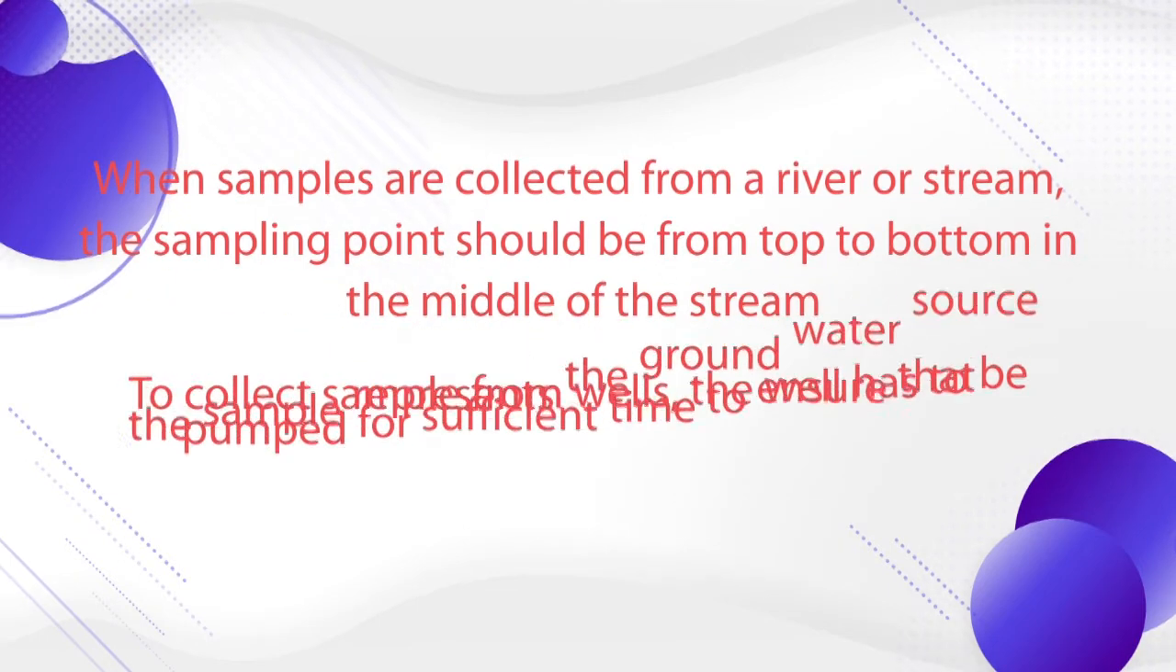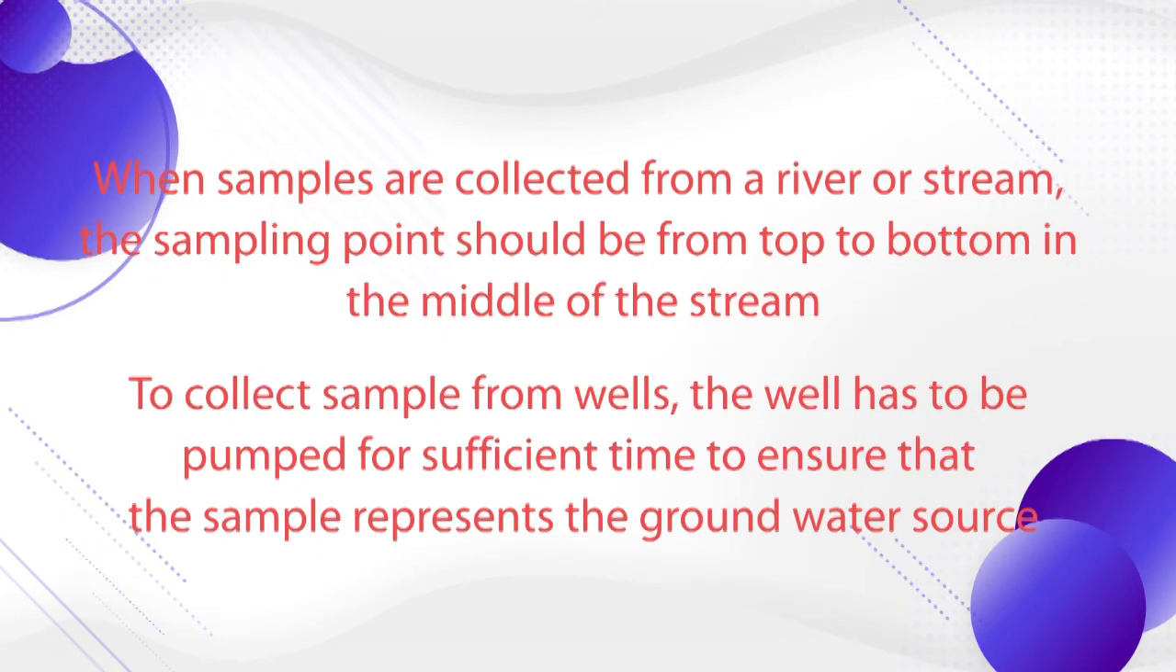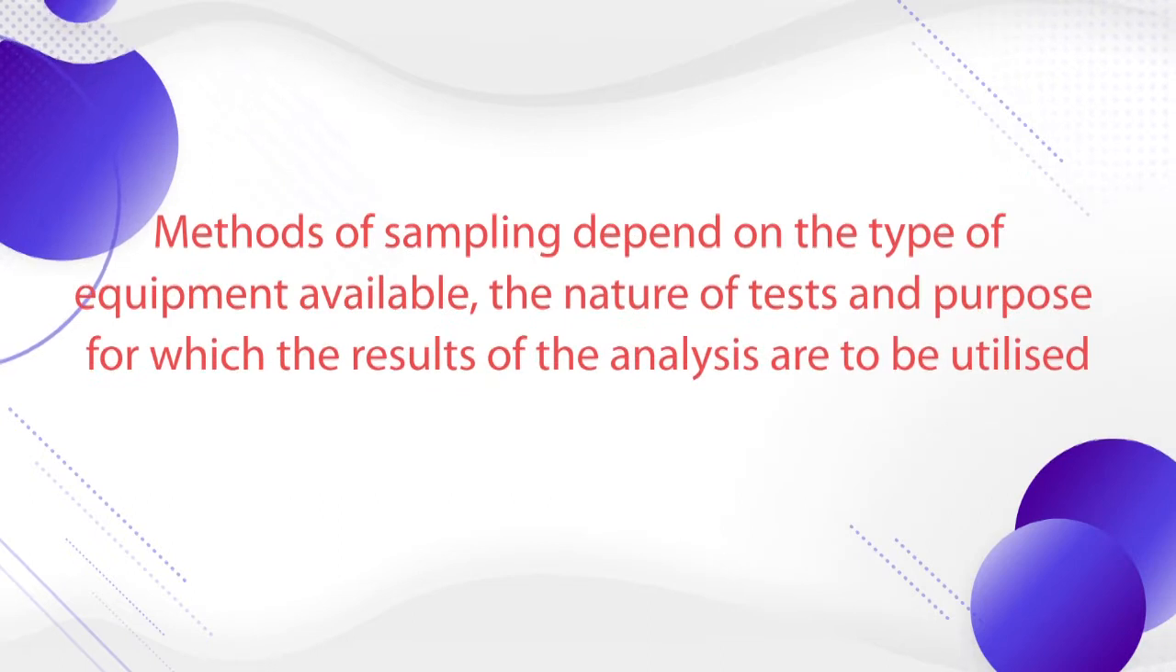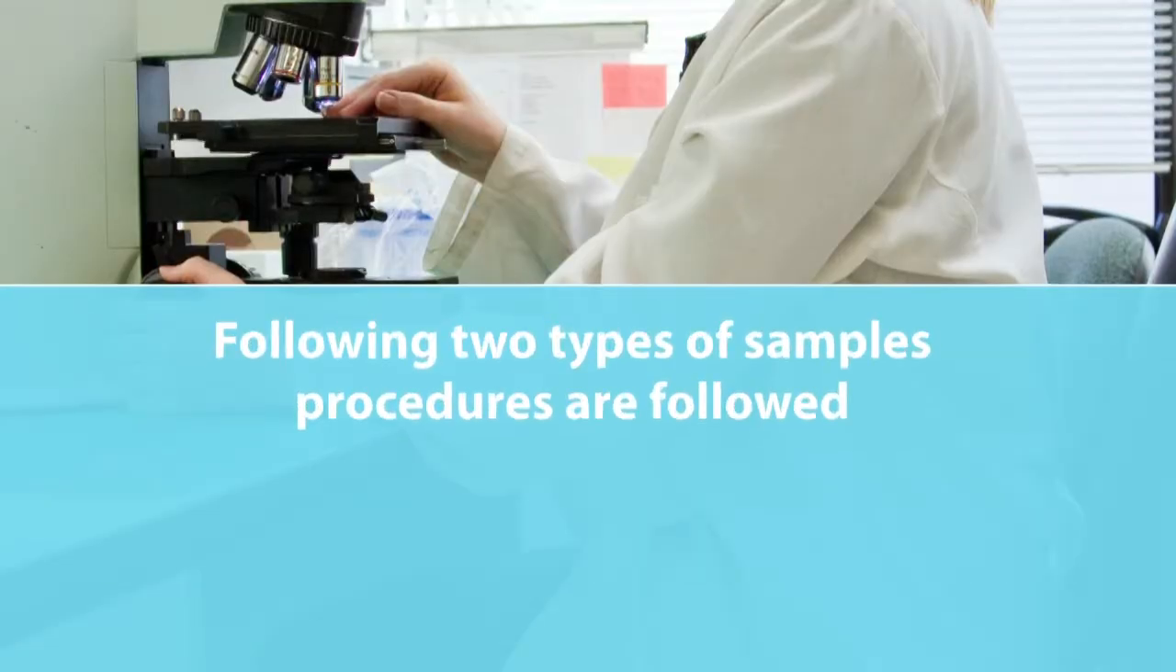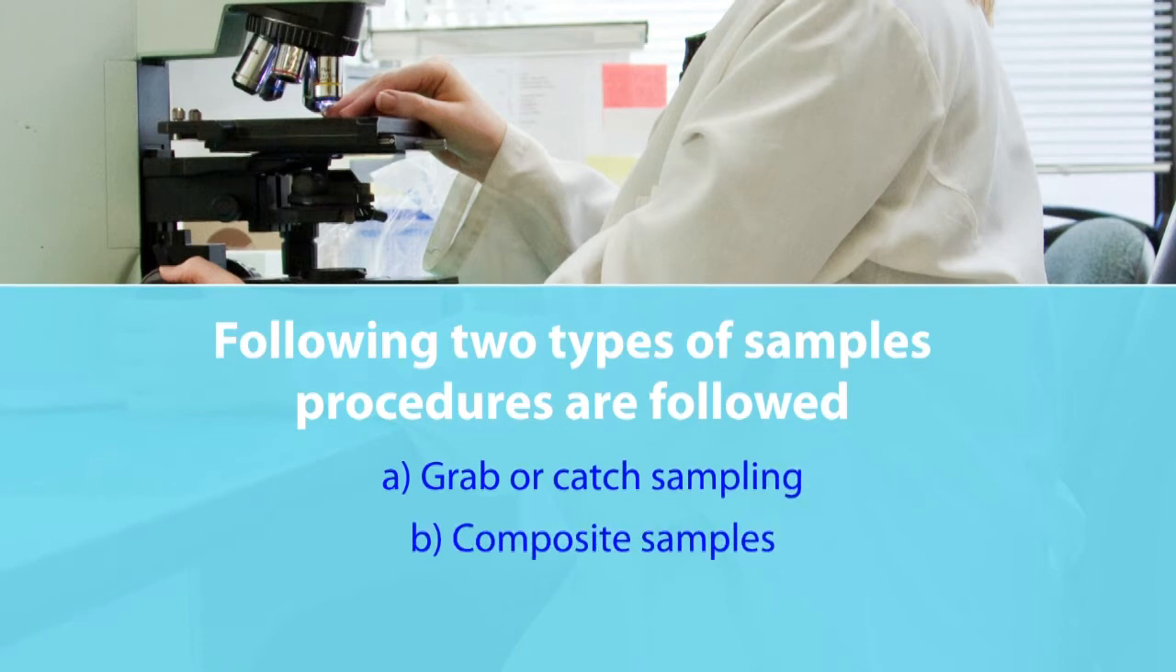To collect samples from wells, the wells have to be pumped for sufficient time to ensure that the sample represents the groundwater source. Method of sampling depends on the type of equipment available, the nature of test and purpose for which the results of the analysis are to be utilized. Following 2 types of sample procedures are followed: grab or catch sampling and composite samples.